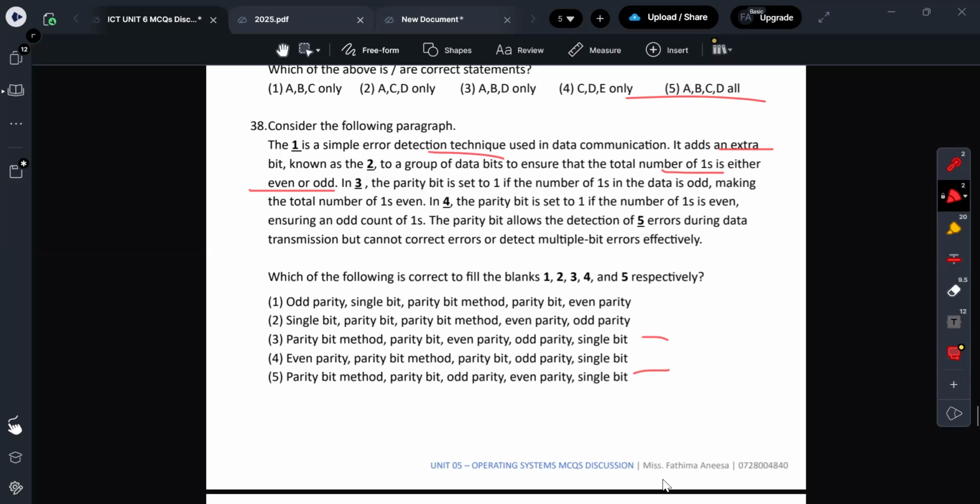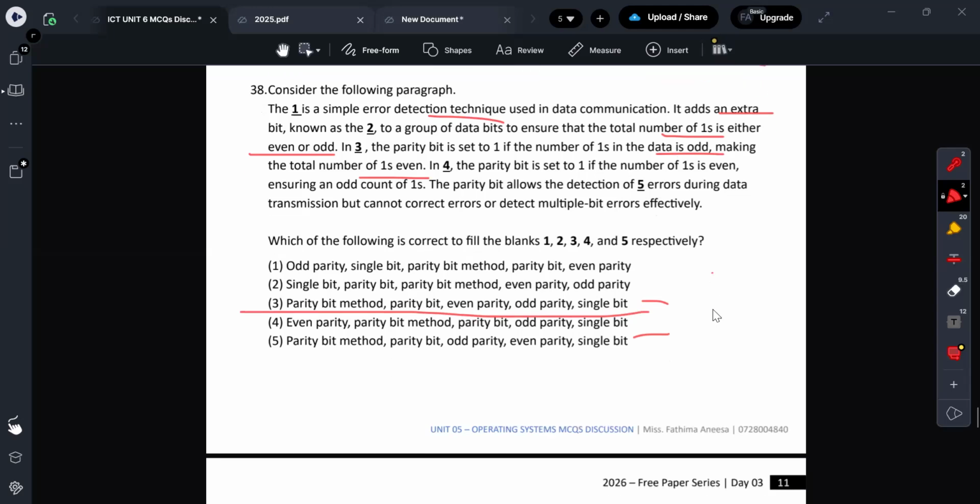The parity bit in dash, the parity bit is set to 1 if the data is odd, making the total number of ones even. I'm not reading it fully, you can read it. The parity bit is set to 1 if the number of ones in data is odd, they are making it even by adding 1. That is known as even parity bit. By this itself, you get the option number 3. Okay. So in dash, the parity bit is set to 1 if the number of ones is even, that is odd parity bit. The parity bit allows the detection of single bit errors during data transmission, but it cannot correct errors or detect multiple bit errors. Right? Clear, no? Easy, no?